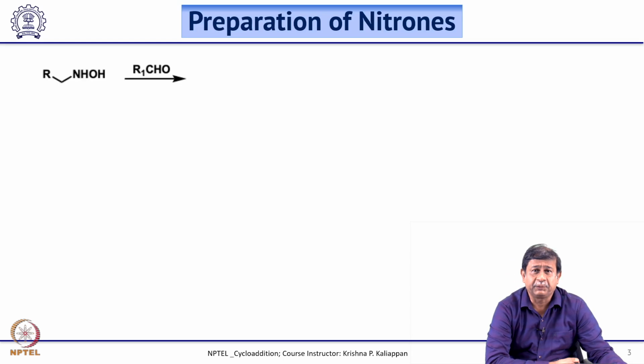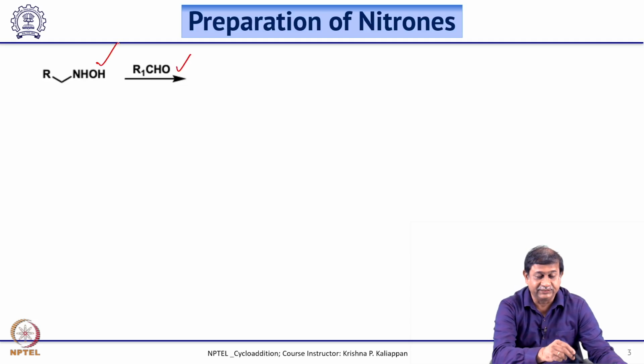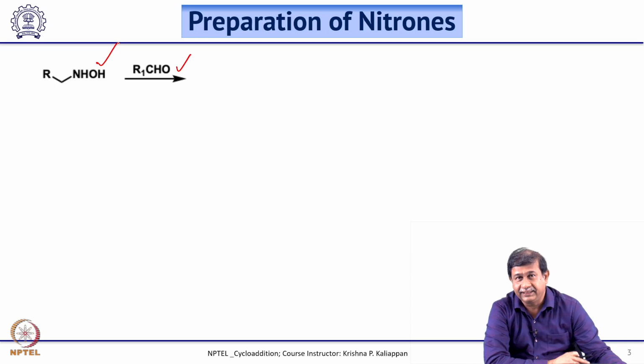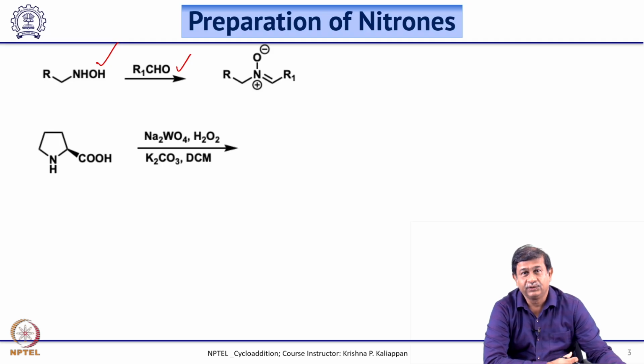The easiest way to prepare a nitrone is you take an aldehyde and then treat it with an oxime. Okay, take an aldehyde and treat with oxime. So then in principle it can lose a molecule of water to form the corresponding acyclic nitrone. One can also prepare nitrones from amino acids. For example, if you take proline and then treat with a catalytic amount of sodium tungstate and excess hydrogen peroxide, it can undergo a decarboxylative oxidation to form the 5-membered nitrone.